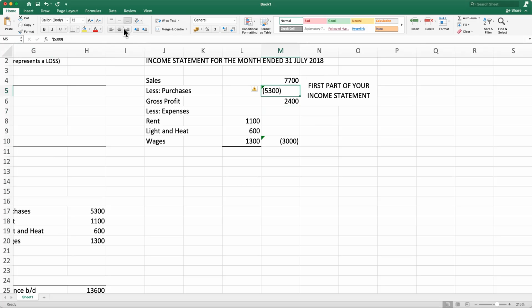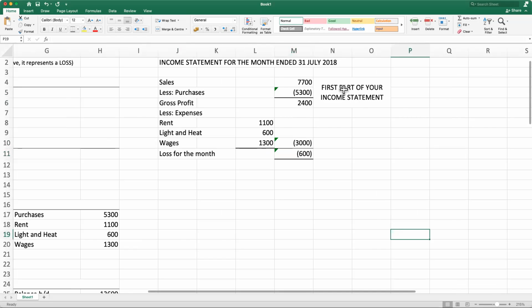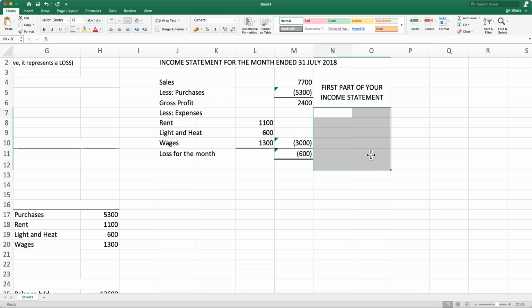All right. So now we're going to find that gross profit 2,400 minus 3,000, we will get negative 600. So just put it in the bracket like this. And this one will be loss for the month. And that's it. You can close this account already. So this one is actually your second part.